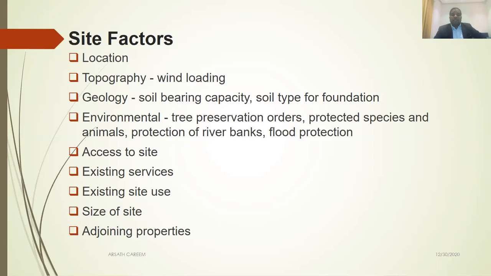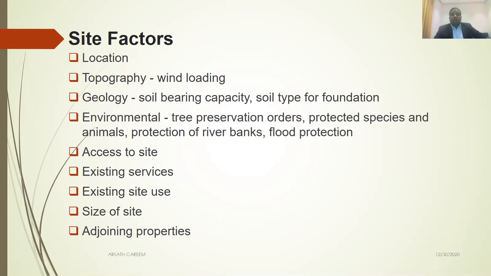You have to get special passes for that one. So for the contractor, the construction duration may increase because there are a lot of restrictions and security issues. This is the reason access to the site is also one of the major factors. Also existing services. For example, nowadays in Qatar, everywhere there is an underground metro train.